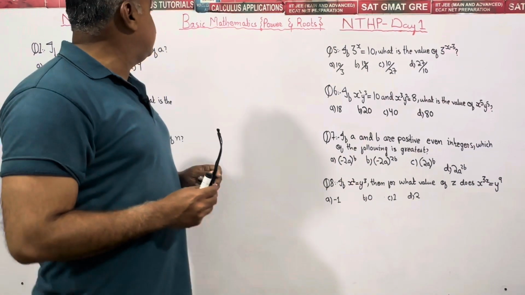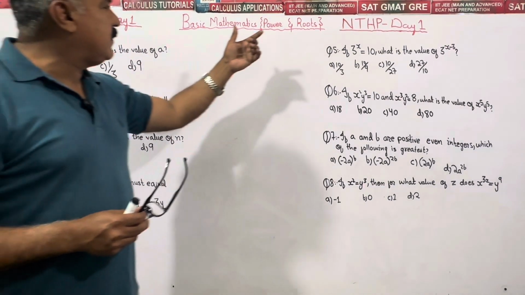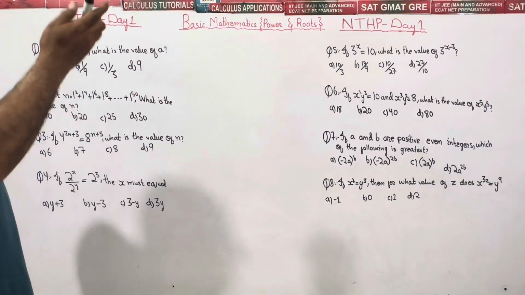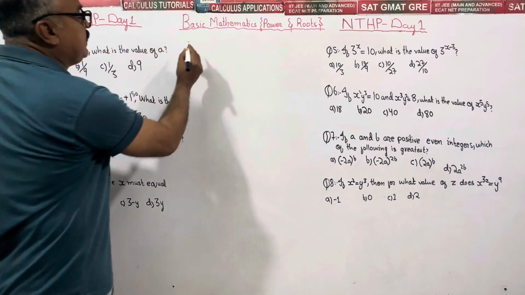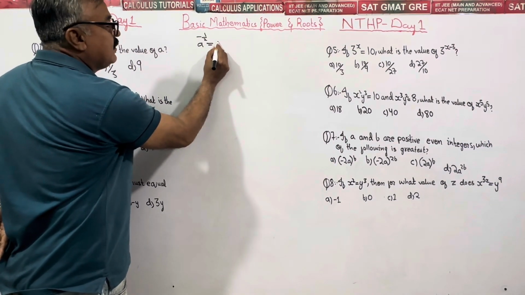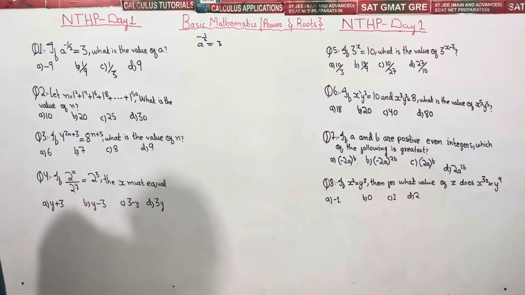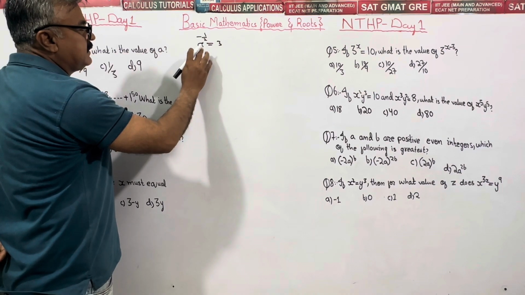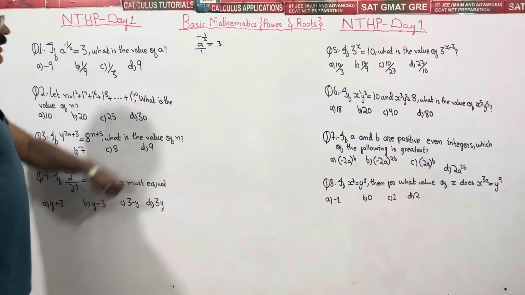Quantitative mathematics. In this day number one, I have started from the topic power and roots, exponents. Just get along. What is the first question? First question reads: a raised to negative 1 over 2 is equal to 3. How to make the exponent positive? That is the tip in that question to be solved very easily.